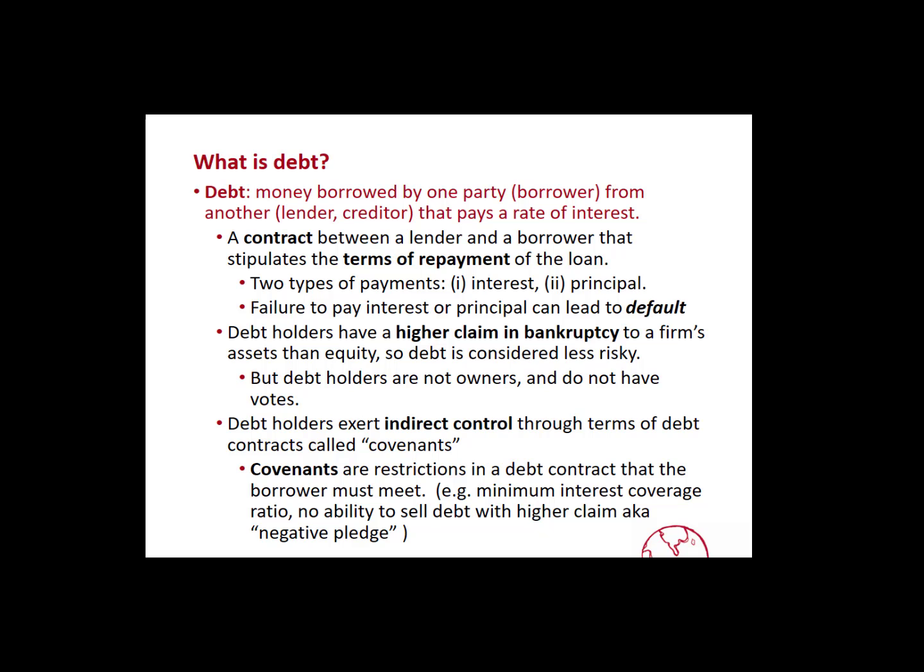Covenants are restrictions on the debt that limit what management or the borrower is able to do, such as ensuring that they have enough cash flow to pay the interest expense, which is called the interest coverage ratio, or they may not be able to sell additional debt that has a higher claim on the assets, which is called a negative pledge.